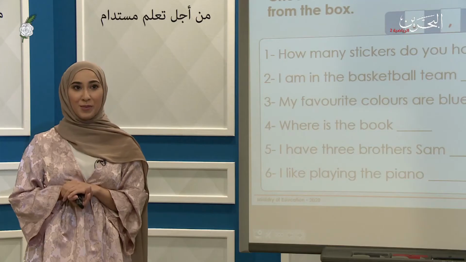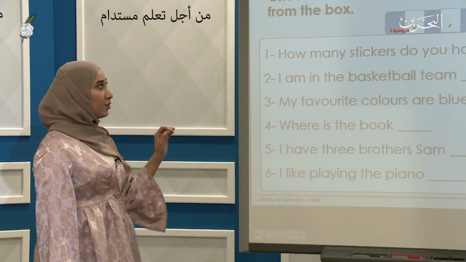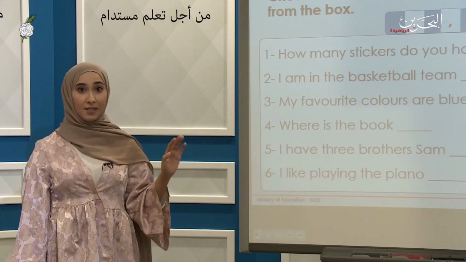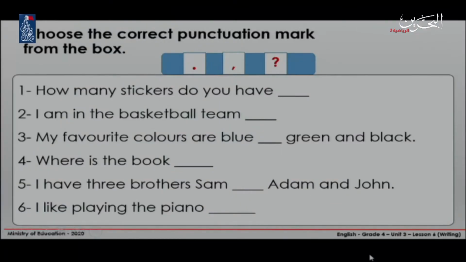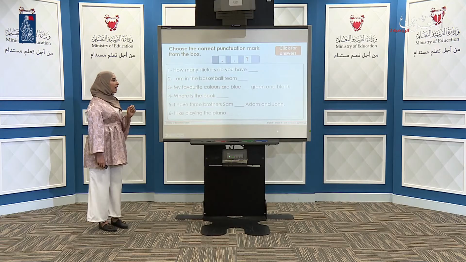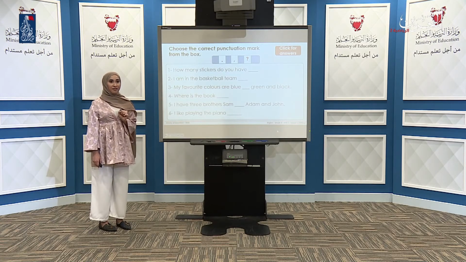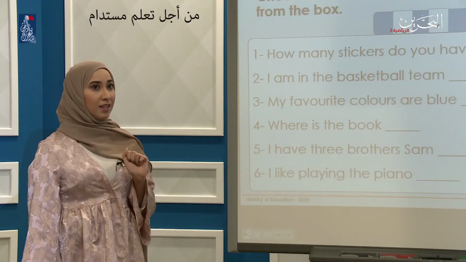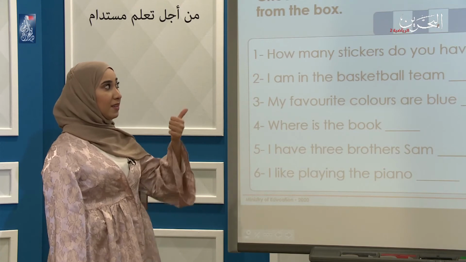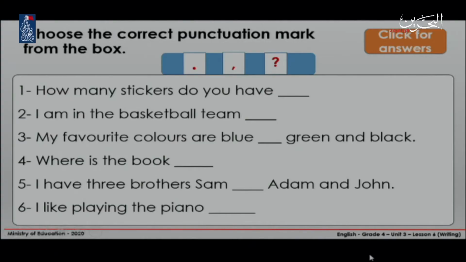Now, get your mini board ready. We are going to read questions or sentences, okay? You are going to write the correct punctuation mark. We have period, comma, and question mark. Now, let's see number 1. How many stickers do you have? Is this a sentence or a question? Which one should I use? Is it the period or the question mark? Good, it's a question mark.